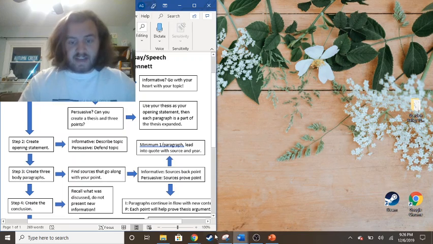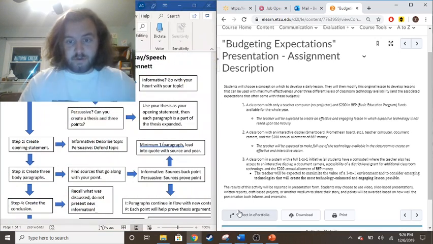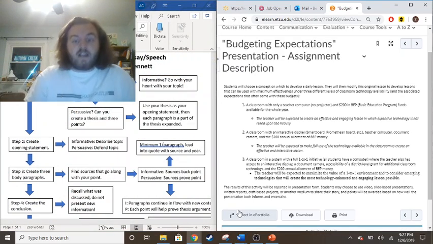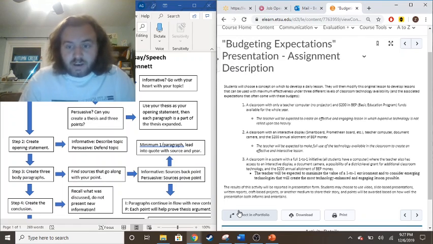And then lastly, this is the one I actually had the most trouble with, ironically enough. A classroom in a system with full one-to-one initiative. All students have a computer, where the teacher also has access to an interactive display, a document camera, and the possibility of a district-level grant for additional classroom technology, and the $200 annual allotment for BEP.